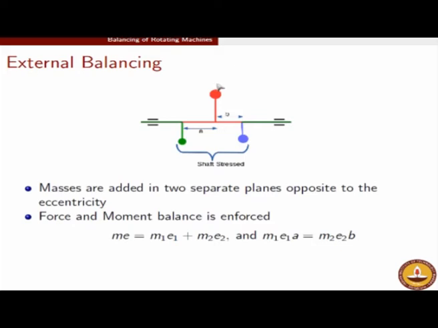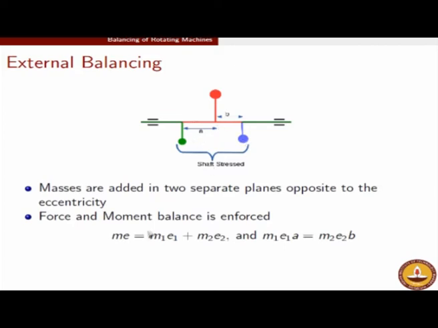Similarly, when you take moment about the red plane, there is no moment created by the original eccentric, the red one. The moment created by the green one is m1 E1 omega square times a. The moment created by the blue one is m2 E2 omega square times b. Omega square cancels from both sides and you are left with this condition: m1 E1 a equals m2 E2 b.